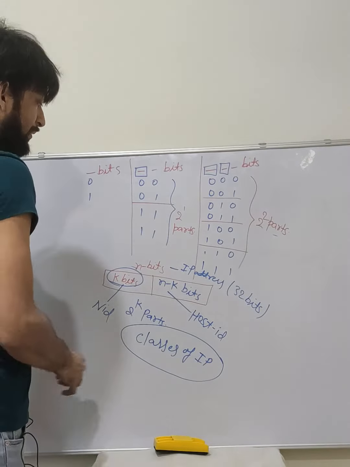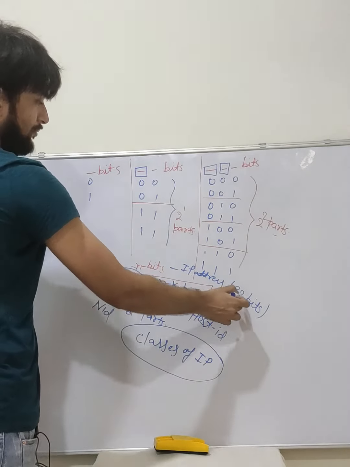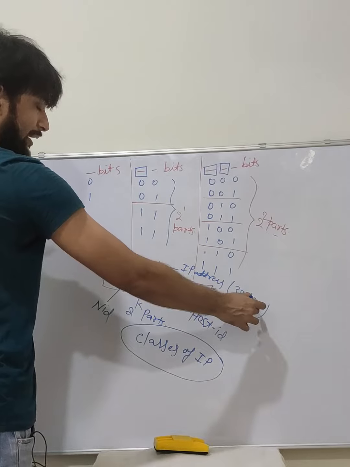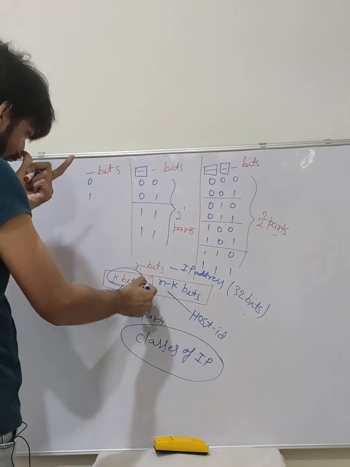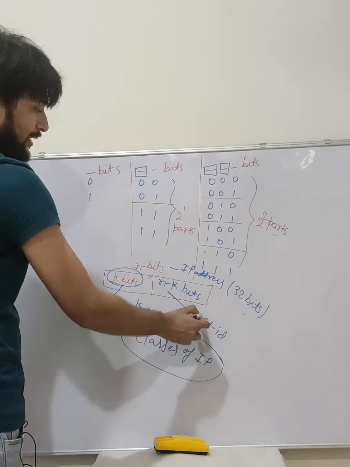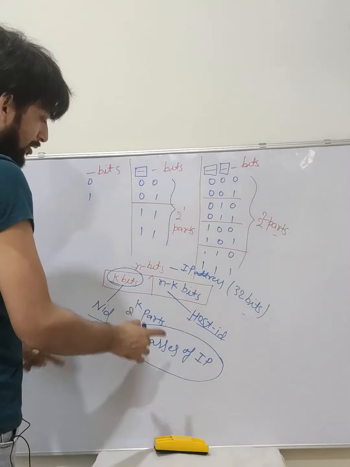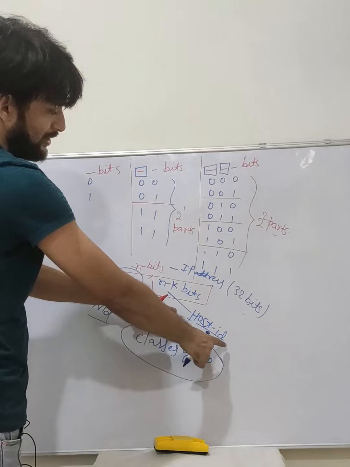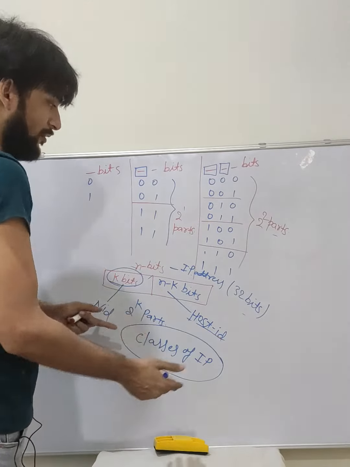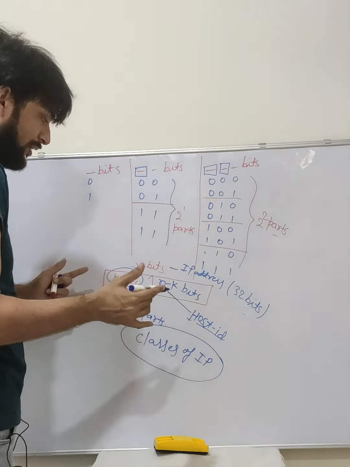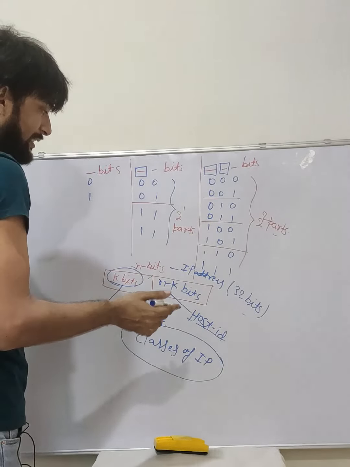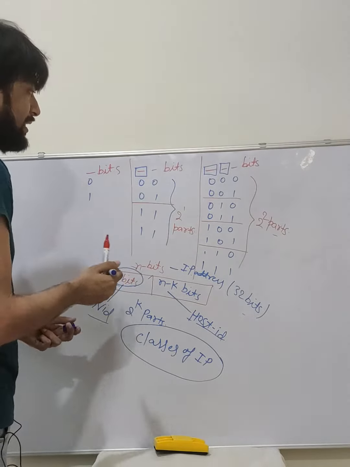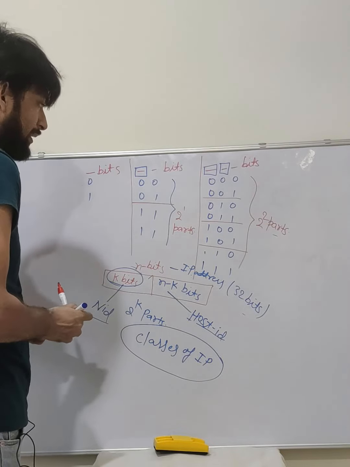Remember, our IP address is 32 bits, and these 32 bits are divided into 2 parts: one part is the network ID and one part is the host ID. How many bits are used for the network ID and how many for the host ID depends on the classes of IP. There are different classes: A, B, C, D, E, 5 types of classes of IP. We shall see them one by one.